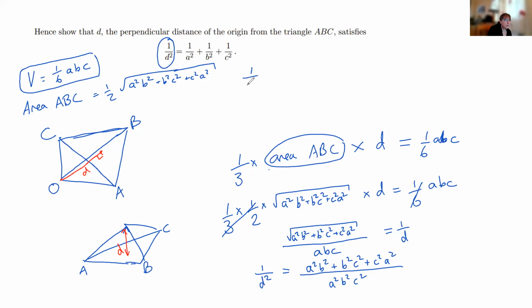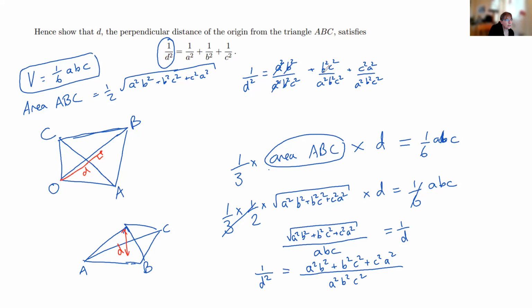So this means that 1 over d squared, and I'm going to actually splat out these 3 fractions. This step wouldn't actually be necessary when you're doing the question. It just makes it a little bit clearer when I'm explaining it. So it would be perfectly fine to go from this line here straight to the answer. But if we're going to separate up these fractions, I get a squared b squared over a squared b squared c squared plus b squared c squared over a squared b squared c squared plus c squared a squared over a squared b squared c squared.